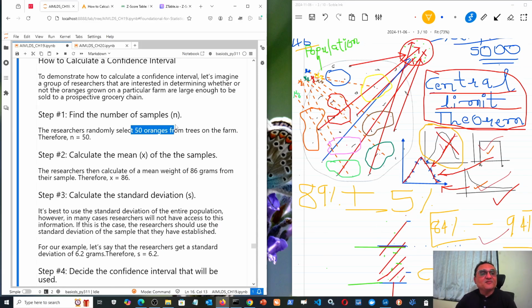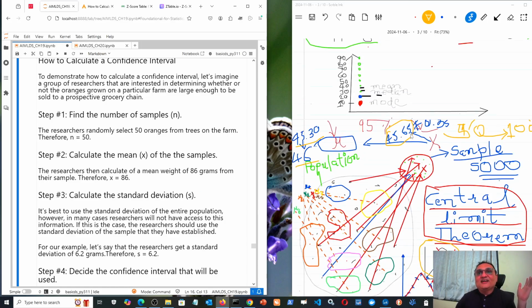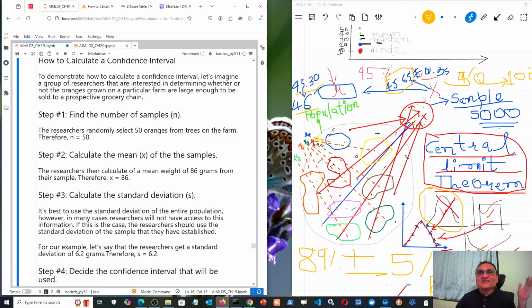Okay, so they have taken 50 oranges, and suppose they find that the mean weight of the orange is 86 gram. So it is clear that x bar is equal to 86 gram. That is, the sample mean is equal to 86 gram. This x bar, right? Sample mean, correct?